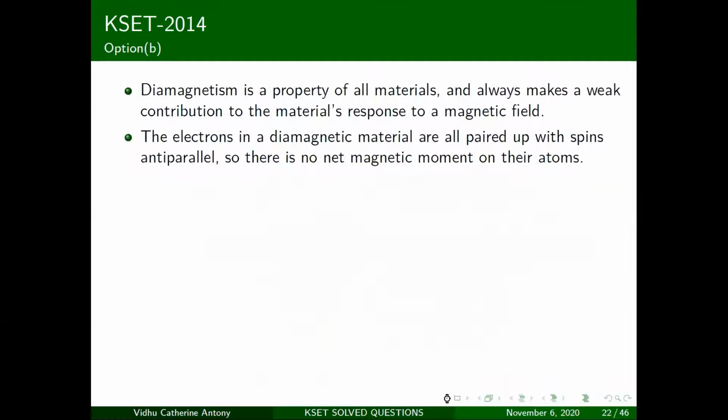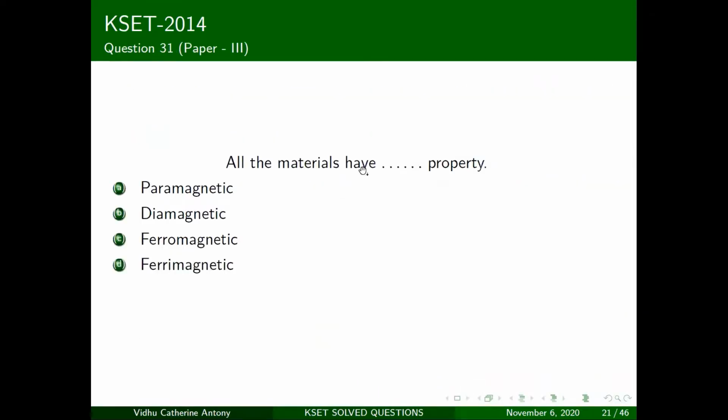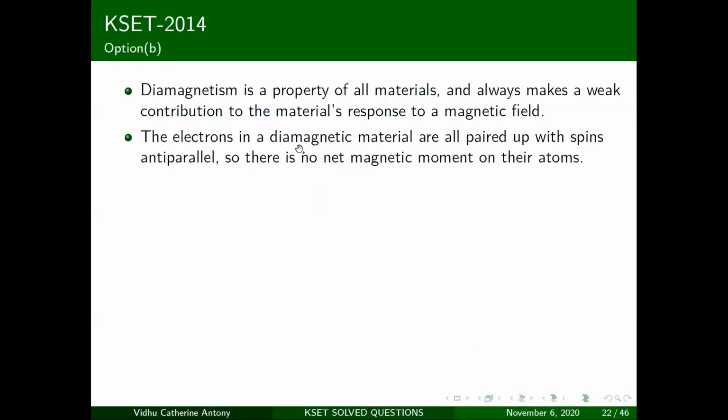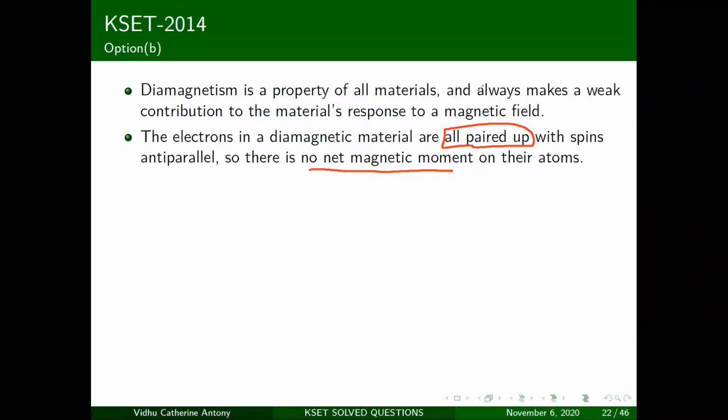So let's look at this question closely once more. All the materials have dash property. All the materials have some amount of diamagnetism in them. So diamagnetism is a property of all materials and always makes a weak contribution to the material's response to a magnetic field. So the electrons in a diamagnetic material are all paired up. So this is an important point. All paired up, with spins anti-parallel so that there is no net magnetic moment on their atoms.